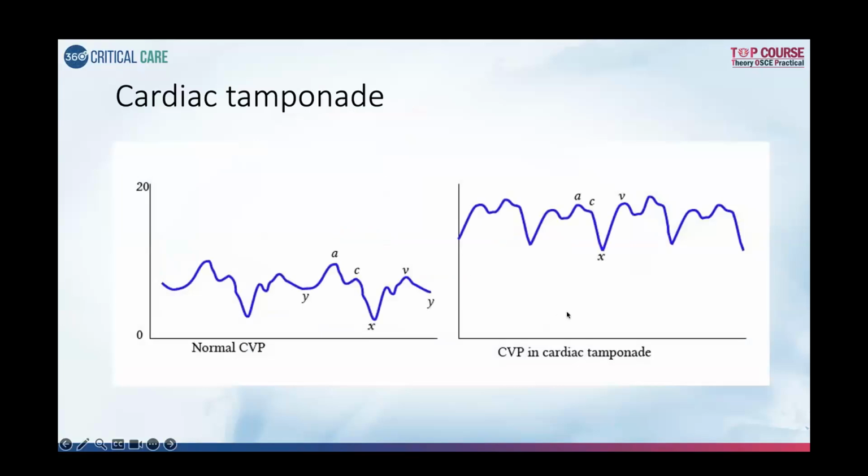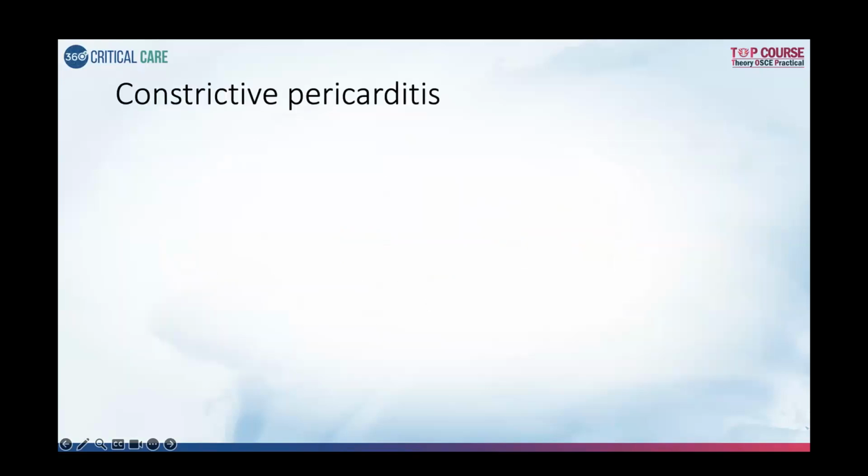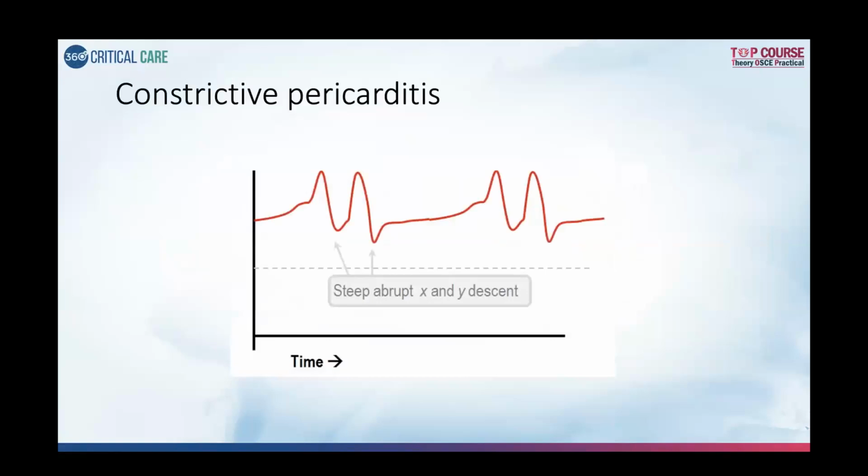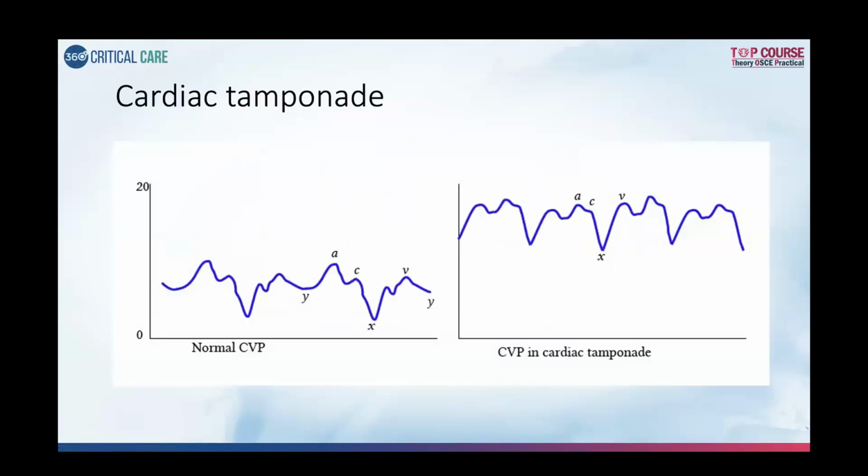Cardiac tamponade. So this is a normal CVP. In cardiac tamponade, you will lose the Y descent. You can see only the X descent, only X. You will lose the Y descent. But in constrictive pericarditis, you will have steep, abrupt X and Y descents. So you can see the X descent and the Y descent become very steep in constrictive pericarditis, compared to cardiac tamponade where you will not have the Y descent.